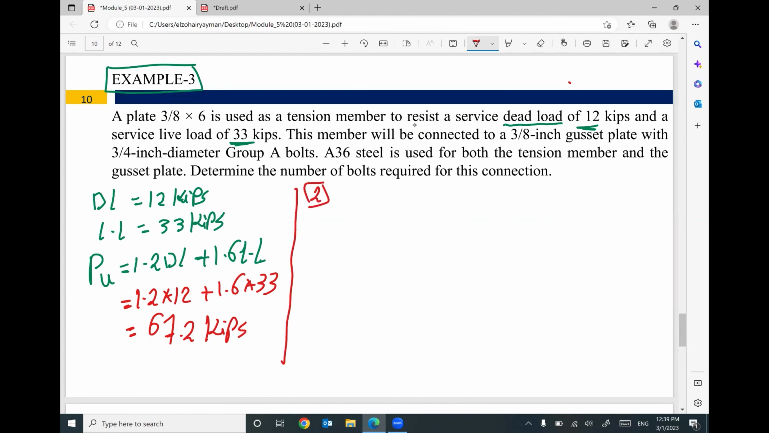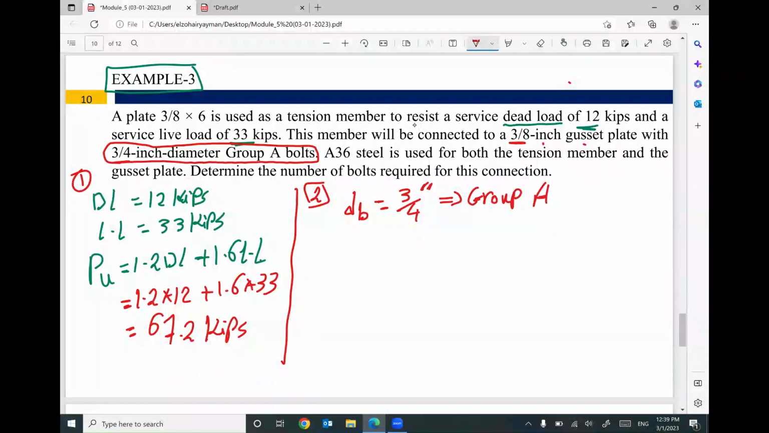Second step. This member will be connected to a 3/8 inch gusset plate with 3/4 inch diameter group A bolts. Here you go. So the diameter of the bolt equals 3/4 inch. And this bolt is group A. Determine the number of bolts required for this connection.